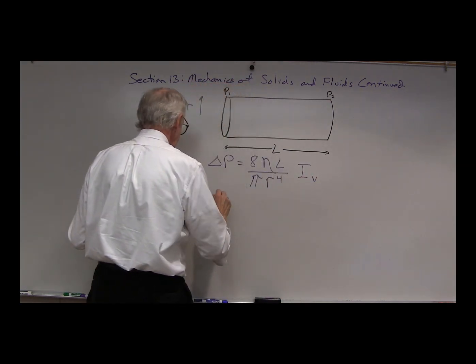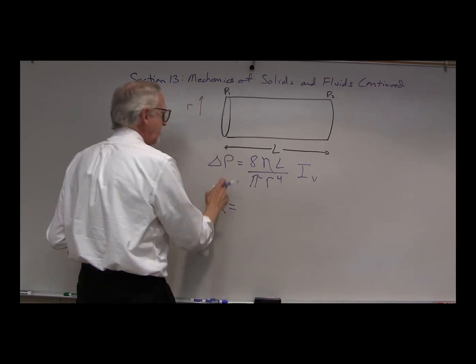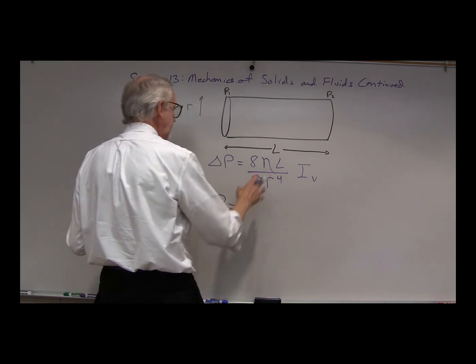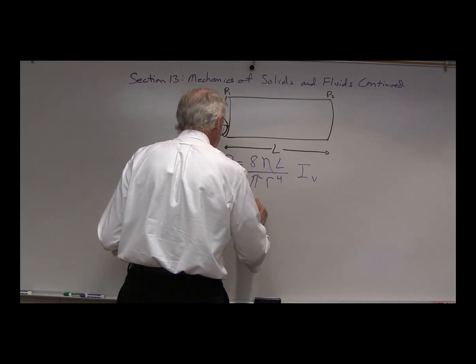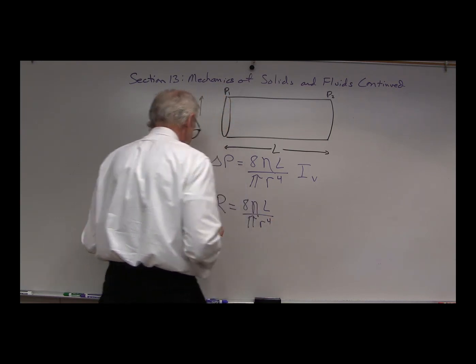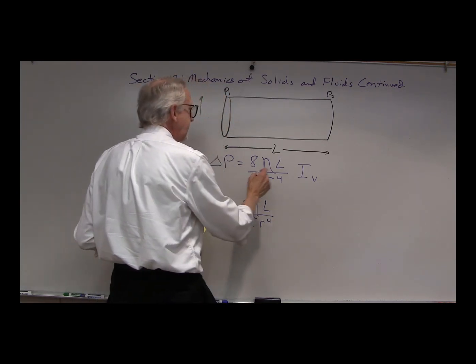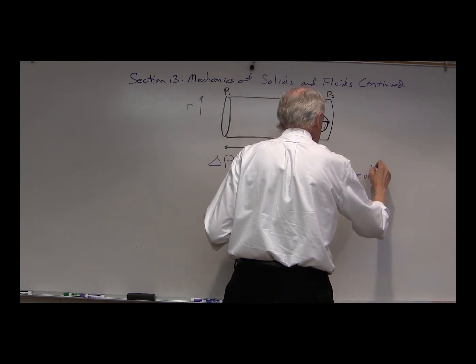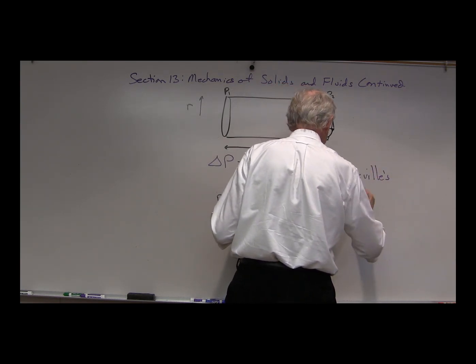In other words, that constant R, the constant of proportionality between the change in the pressure and the flow rate, is then this thing right here: 8 eta L over pi r to the fourth. There we go. This result is called Poiseuille's law.